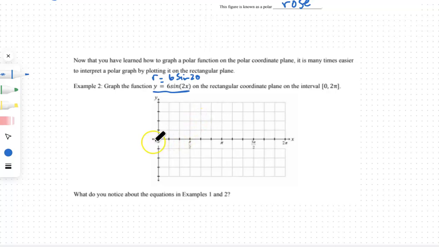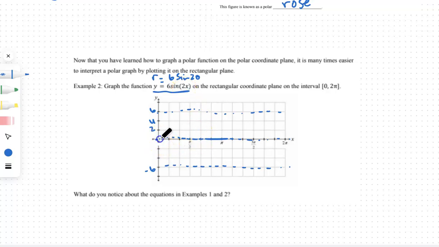Here I'm going to have a midline that's on the x-axis. I'm going to have an amplitude of 6. So let's assume these go by 2. My amplitude takes me up here to my max and down to -6 as my minimum. And then my period, which is 2 pi over this b value, so 2 pi over 2 is pi.